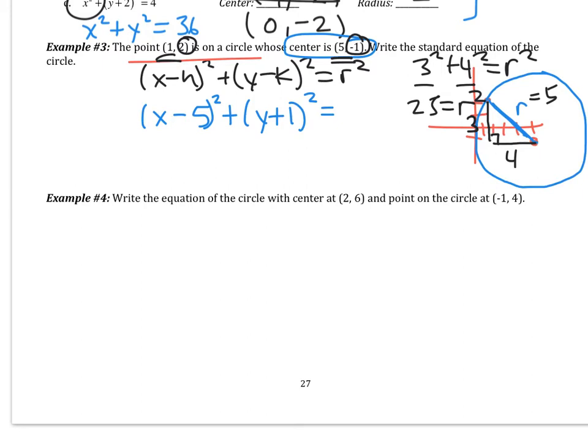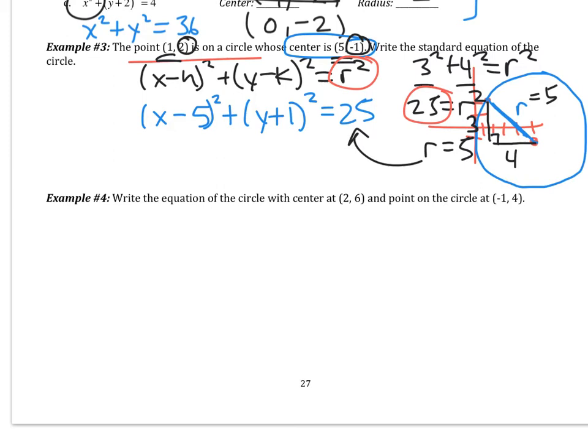Now, here's a thinking question for you. Do I need to take the square root of both sides to figure out what r is? No. And the reason is, doesn't the equation ask for what r squared is? R squared is equal to 25, so I get to just plug in a 25. You could take the extra step of saying r is equal to 5 and then squaring it back to 25, but that's two extra steps that you don't need to do.